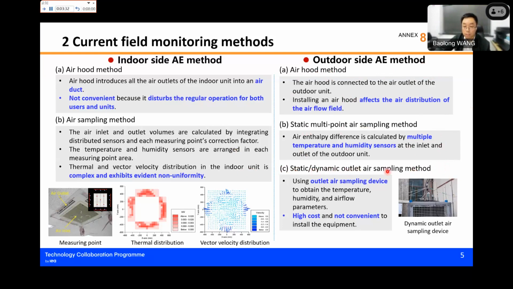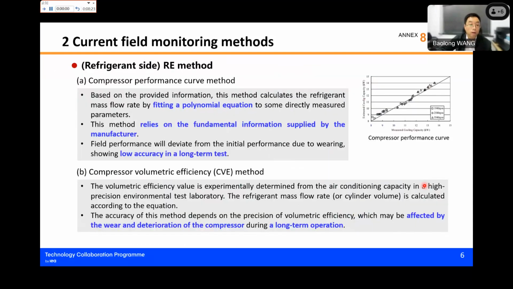We call that the dynamic sampling method, because they developed an automatic robot to scan the outlet temperature, humidity, and flow rate, which can make the system use fewer sensors. That part is the test method using air specific enthalpy difference. Another class of monitoring uses the refrigerant side.